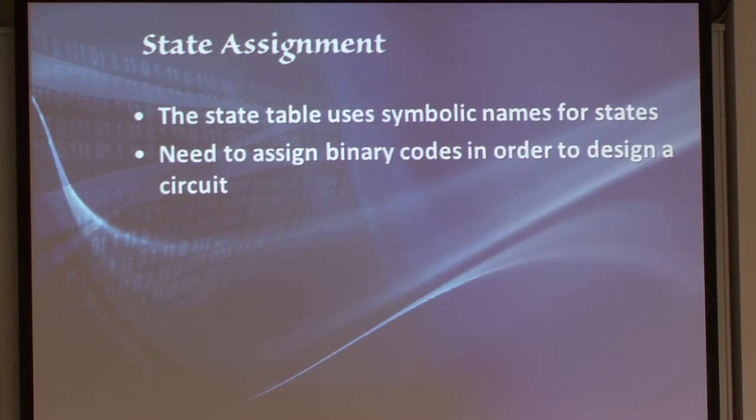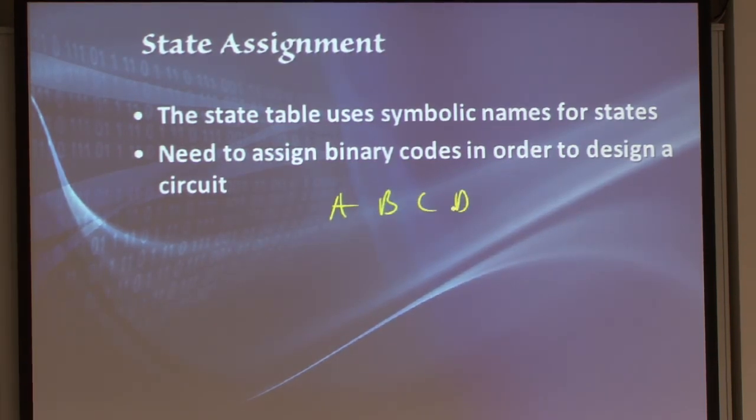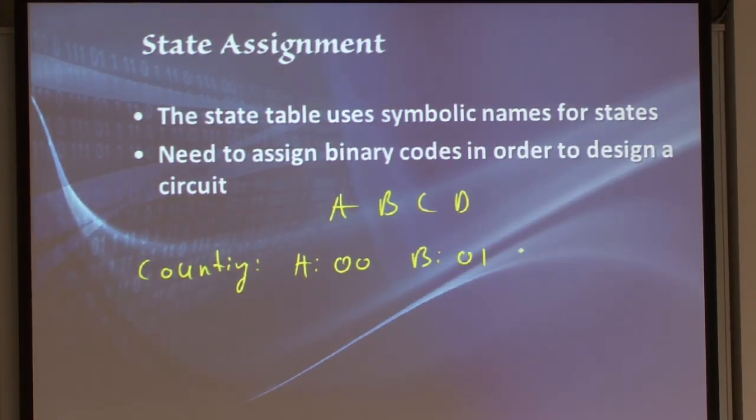Well, let's see. What are the possibilities that we have to give to our states? Remember, we had states A, B, C, and D. We want to give them some binary coding. Well, we can use a counting order, which will just be straightforward. A is 0 0, B is 0 1, C is 1 0, and D will be 1 1. That's sort of the straightforward, naive way to do it.